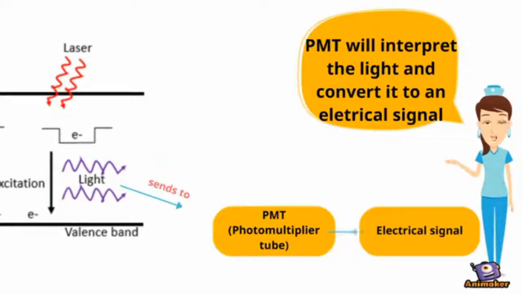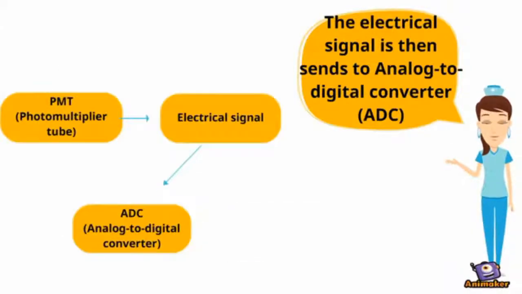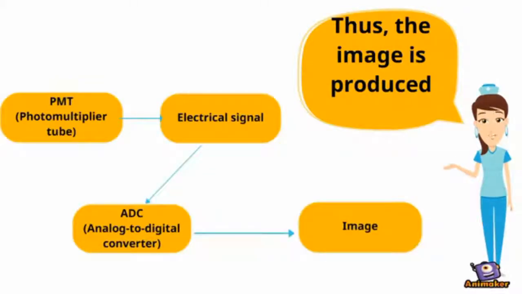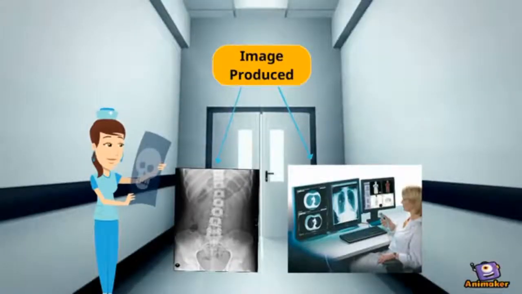The PMT will interpret the light and convert it to an electrical signal. The electrical signal is then sent to the analog-to-digital converter, ADC. The ADC will digitize the signal and map it onto a pixel matrix. Thus, the image is produced. The image produced is then printed on film to be viewed.